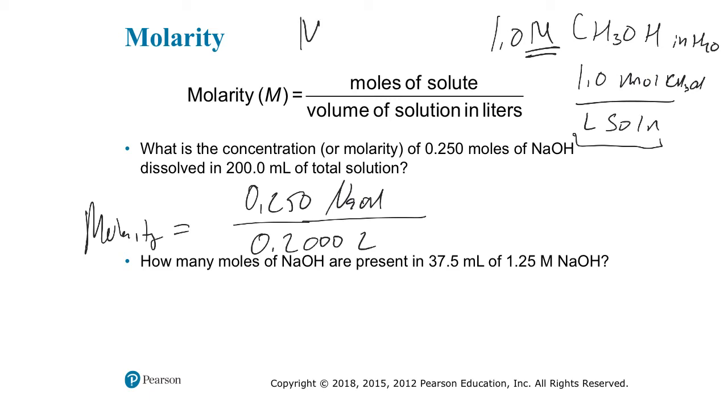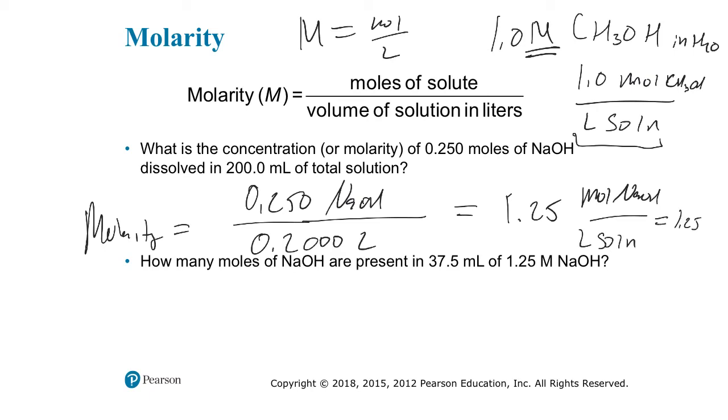So M equals moles per liter, and so that's why we convert this over to liters. I do this arithmetic. If I take 0.25, divide by 0.2, I get 1.25 moles of sodium hydroxide per liter of that solution. And that would be equal to 1.25, just capital M.